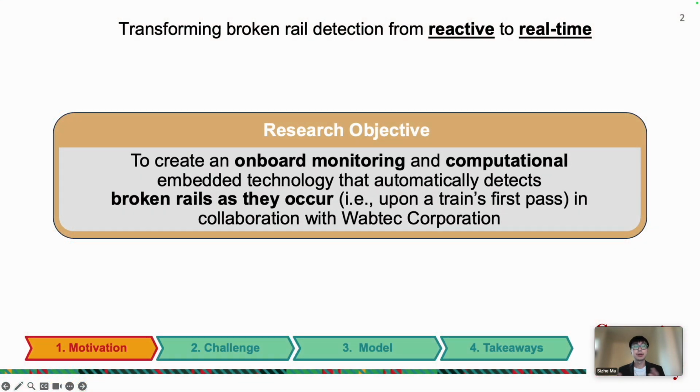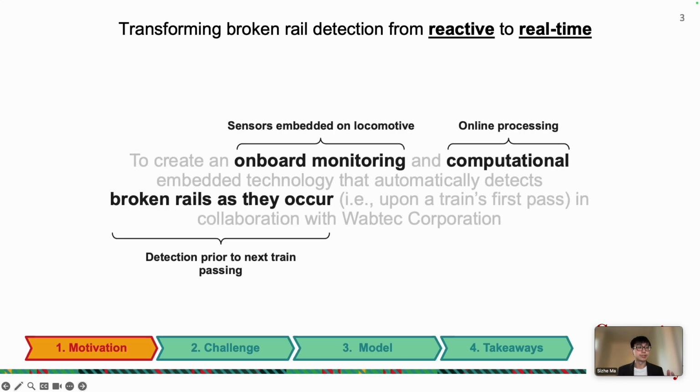To start with, the current broken rail detection world is transforming from a reactive manner to a real-time manner. And this manifests into the research objective of our project, which is to create an onboard monitoring and computationally embedded system that automatically detects broken rails as they occur in collaboration with Wabtec Corporation. As this is quite a long research objective, we'll break it down a little bit.